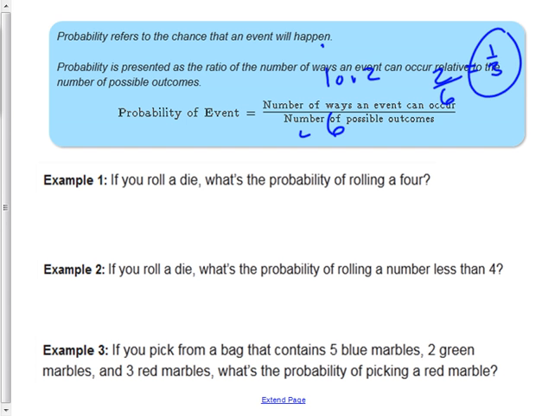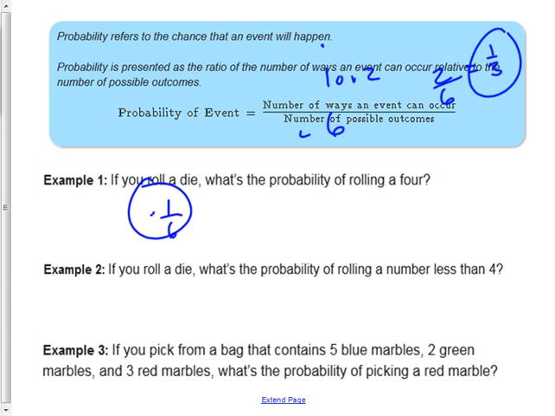So example 1, if you roll a die, what's the probability of rolling a 4? Well, a 4, that's just one number, so we do 1/6. So there's one favorable outcome over 6 total outcomes, so 1/6.